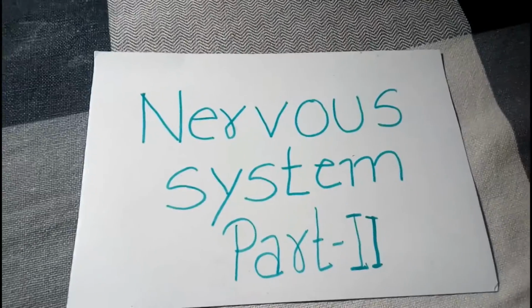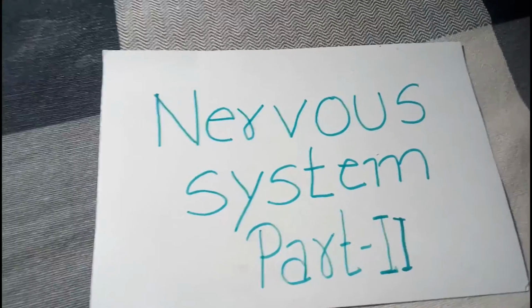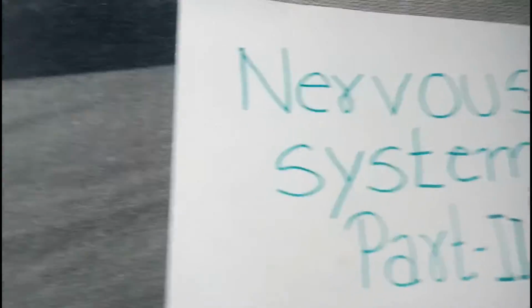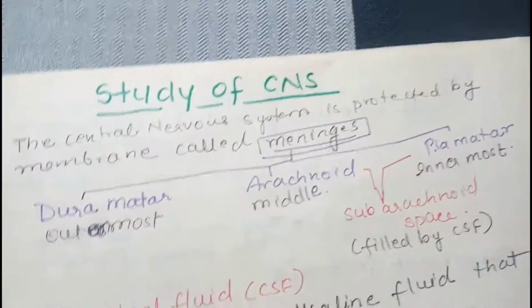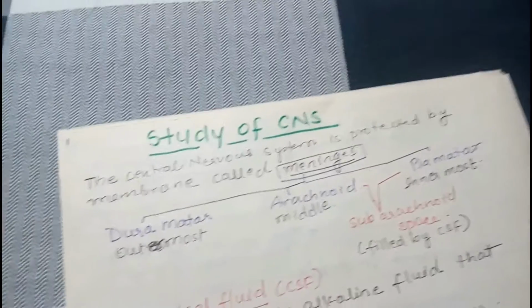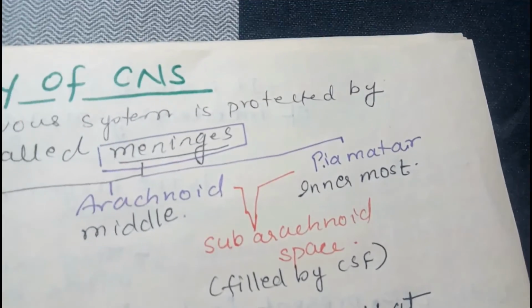Dear student, we'll be talking about nervous system part 2, where we'll be talking about the study of brain and the central nervous system. So the central nervous system comprises the spinal cord and brain, which are covered by a membrane called meninges. Meninges has three different layers: dura mater, the outermost; arachnoid, the middle one; pia mater, the innermost.